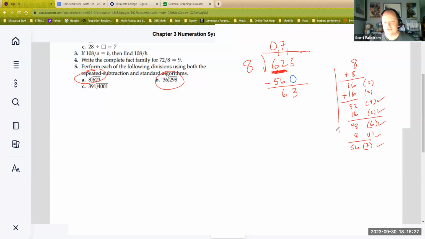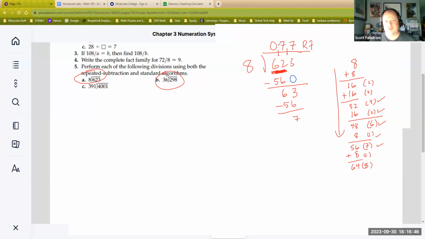So then I can look through my table and find 63. Well, maybe one more 8 would do it. That would be 64. Oh, so 8 times 8 is 64, but that's too big. So I would put a 7 here, and I would once again get a 56. The subtraction here would give me a 7.